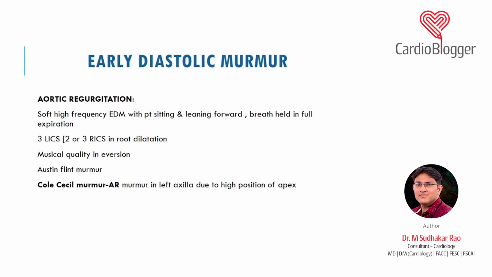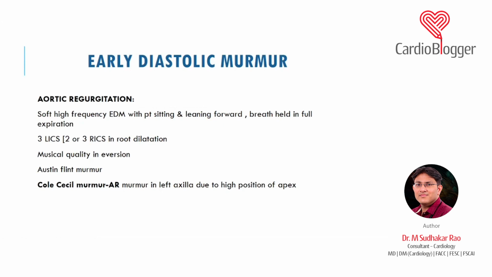First difference. Second difference is rheumatic AR produces a soft A2, whereas an aortic root pathology produces a loud, banging A2. Third, a rheumatic AR has a normal quality of murmur, whereas aortic root dilatation due to syphilis and other causes produces a seagull murmur, or a very musical quality of the murmur. So these are the typical differences which they will ask you in exam.